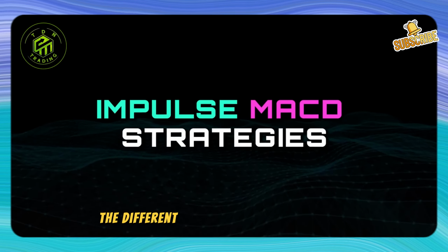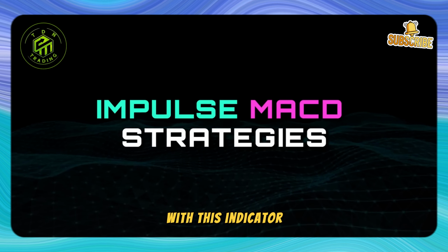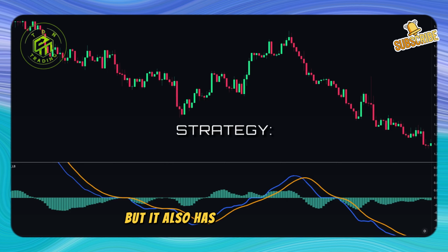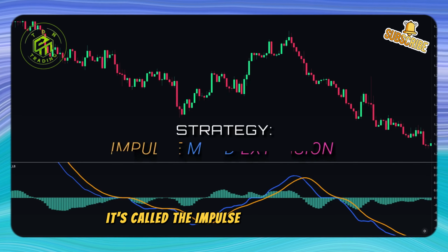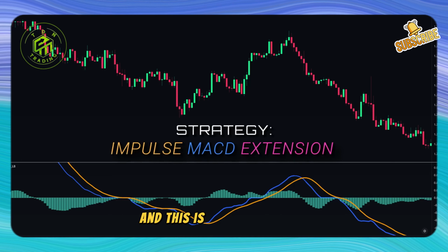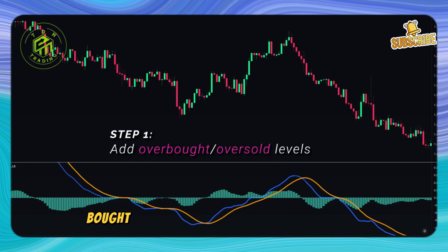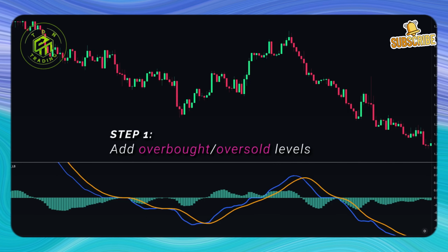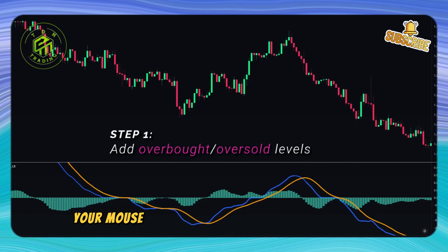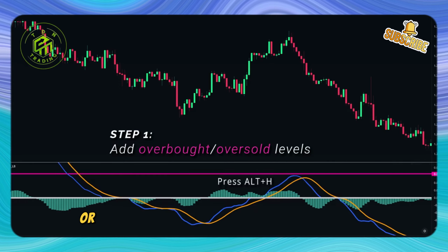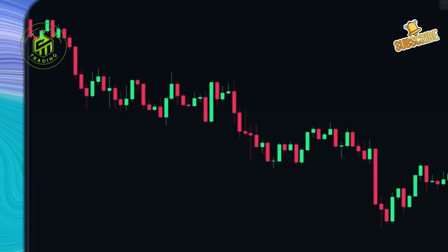Let's move on to the different strategies that you can use with this indicator. This next strategy is a little bit more advanced, but it also has a higher win rate. It's called the Impulse MACD extension, and this is how you trade it. The first step is we need to manually add overbought and oversold levels on the indicator. And so what you do is, you drag your mouse above the middle line of the indicator and press Alt-H. Or, you can just add the lines manually like this.